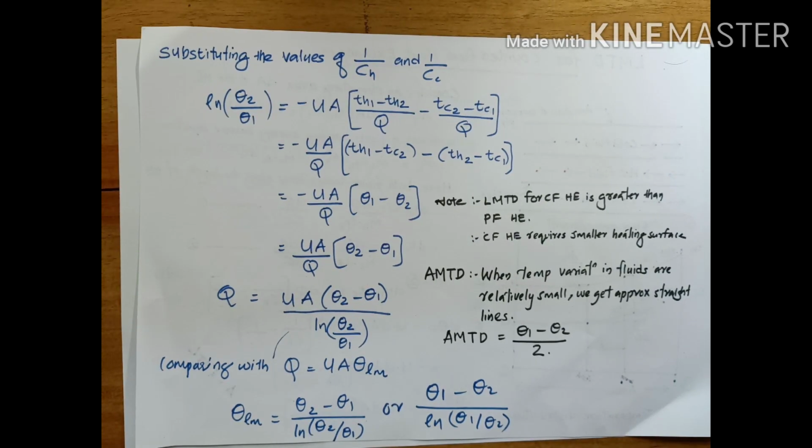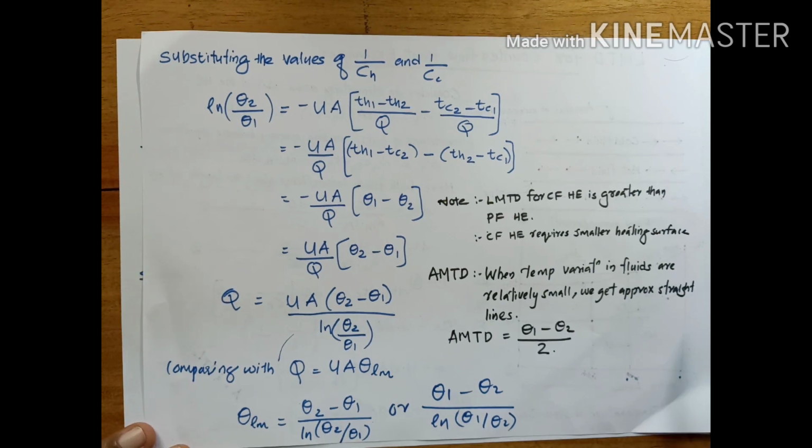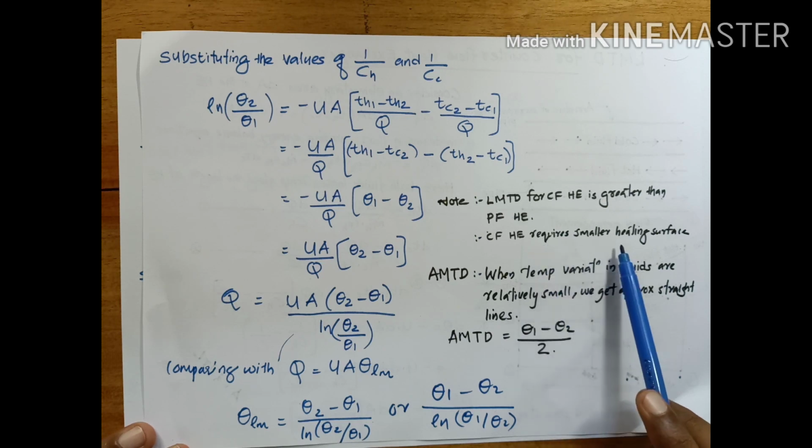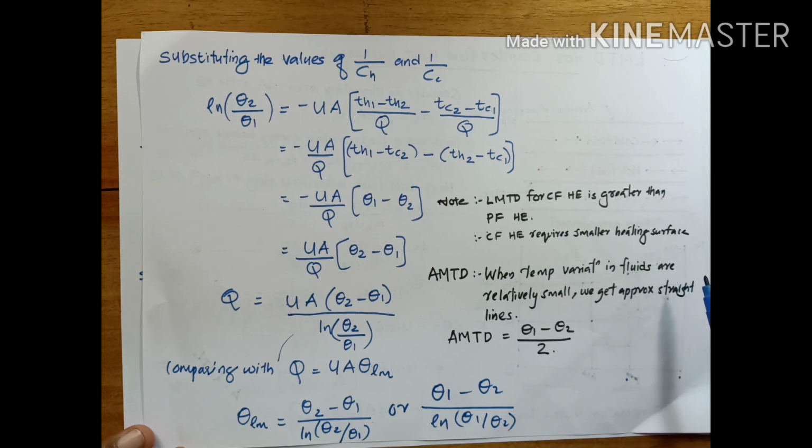Now on comparing with the parallel flow heat exchanger, the LMTD is greater for the counterflow heat exchanger, which means the counterflow heat exchanger requires a smaller heating surface. That is, for the same temperature of the cold fluid and hot fluid, the counterflow heat exchanger requires small area for occupation, and the parallel flow heat exchanger requires more area, a large surface area.